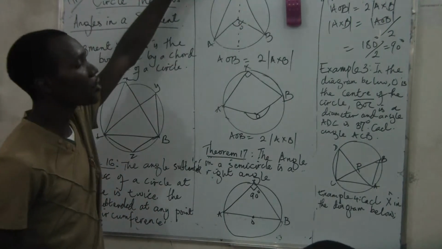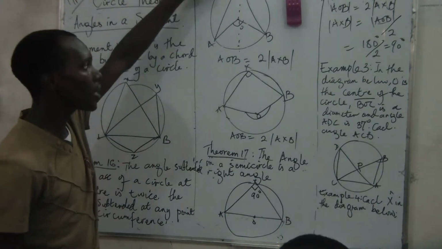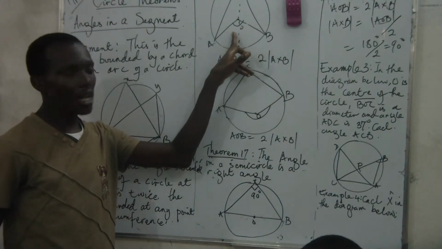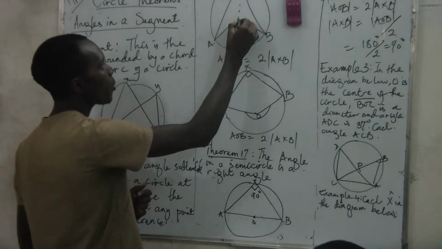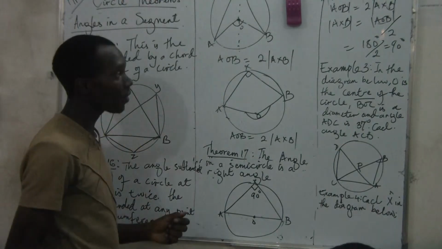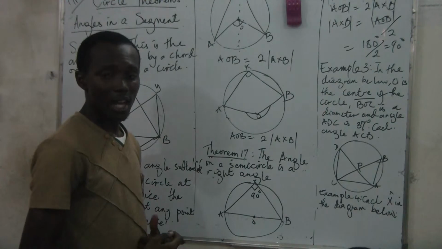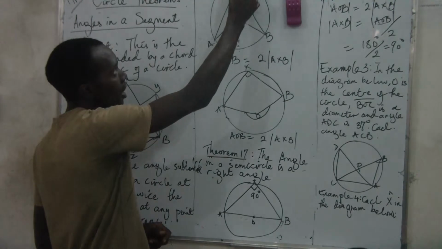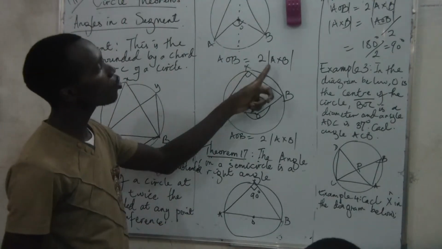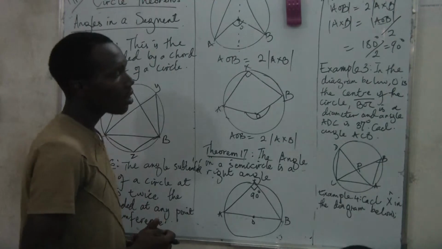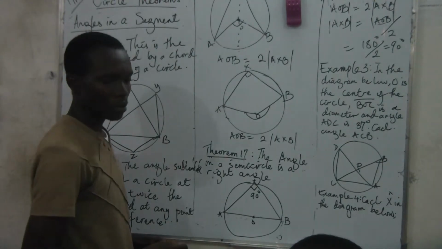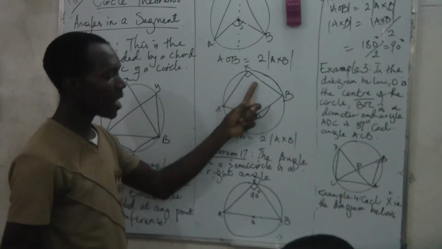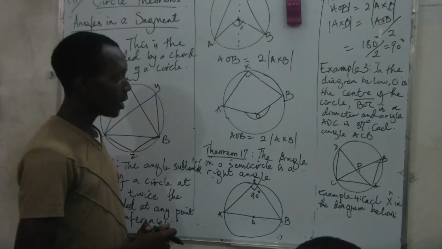So if we have a circle of this nature, we are saying that the angle here, AOB, which is at the center, is twice the angle found at any other point of the segment. So this is another angle in the segment here. We are saying that AOB is 2 times AXB. We can also have a diagram of this nature. Same thing as saying AOB is 2 times AXB. Very clear to understand.